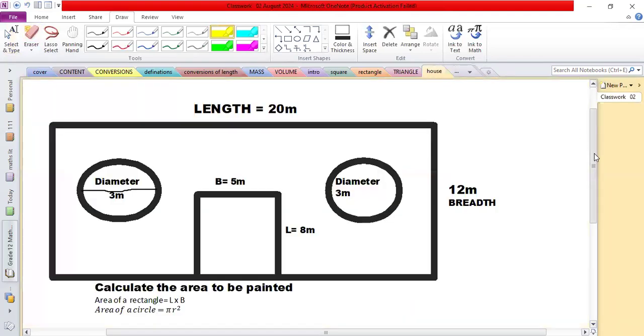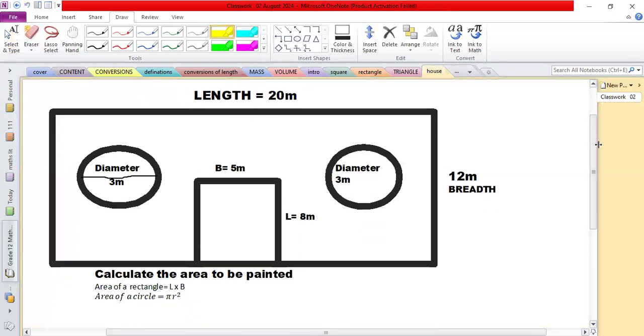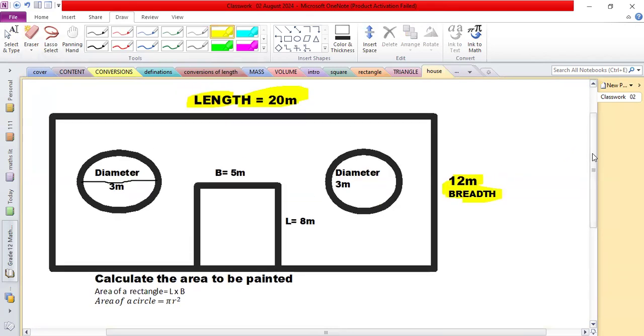This is our classwork here that I've prepared for you. This is the front wall of a house, and it was designed with round windows. As you can see here, it has a door in the middle. The dimensions of this front wall are: the length is 20 meters and the breadth is 12 meters. If you cannot see it, just zoom in using your fingers. So you know that this is a rectangle.